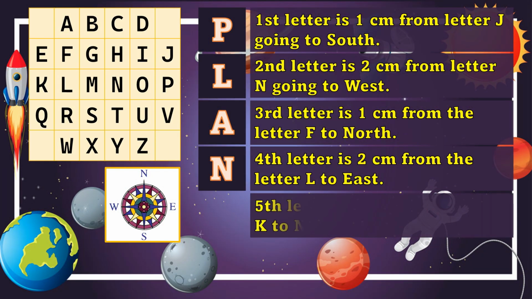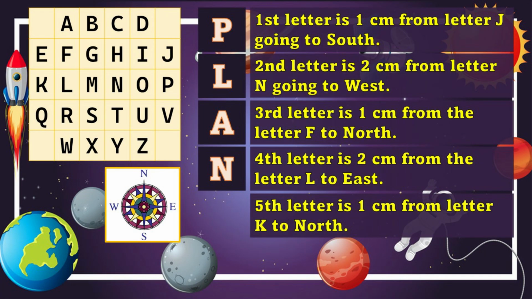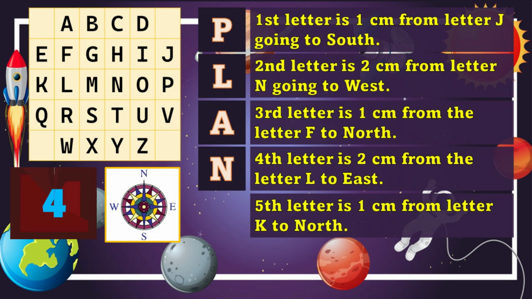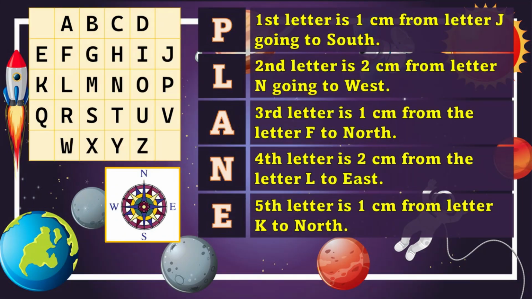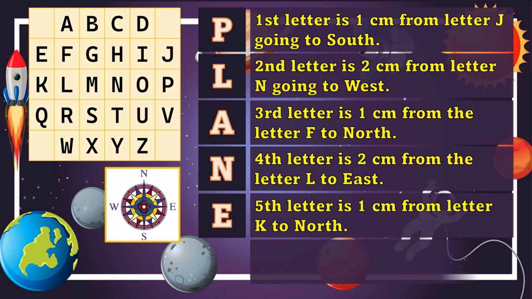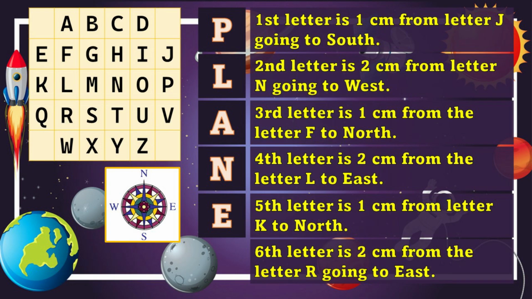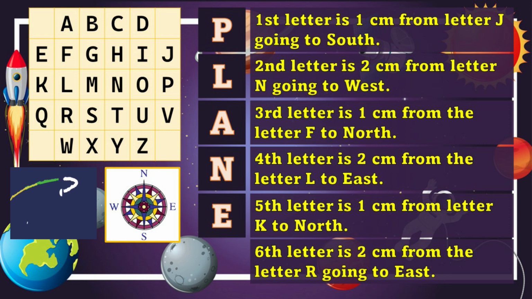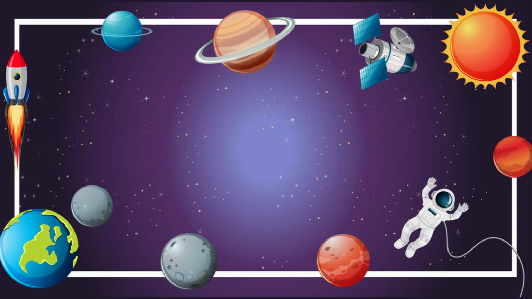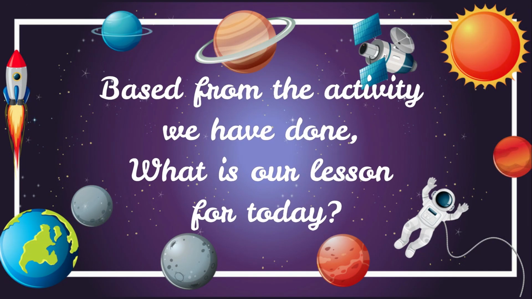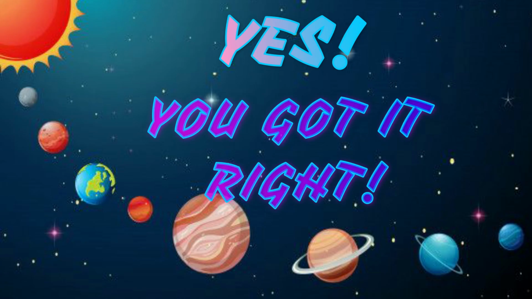Fifth letter is 1 cm from the letter K to the north. Nice! It's letter E. Sixth letter is 2 cm from the letter R going to the east. You got it right! It's letter T. Excellent! Based from the activity we have done, what is our lesson for today? Yes, you got it right!